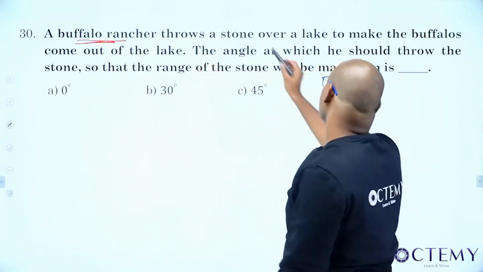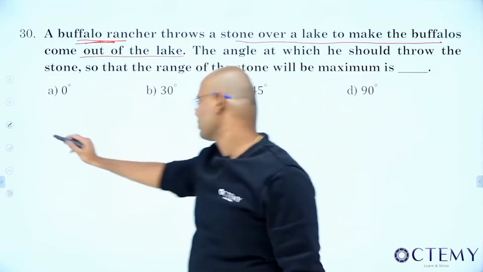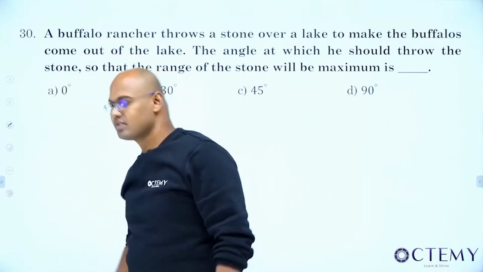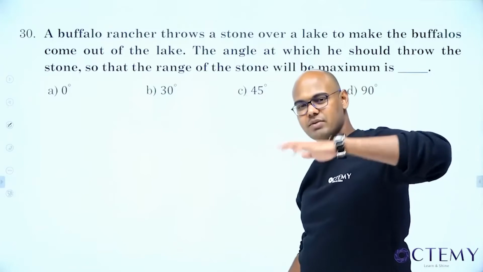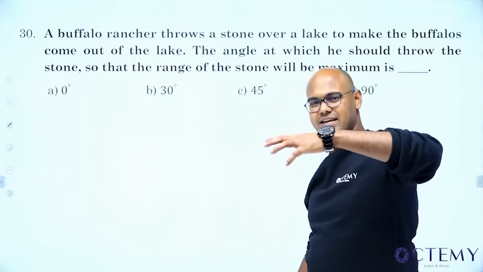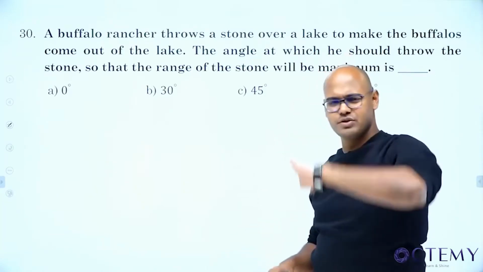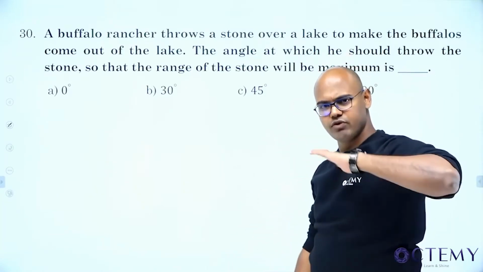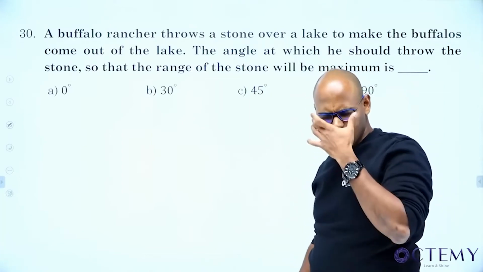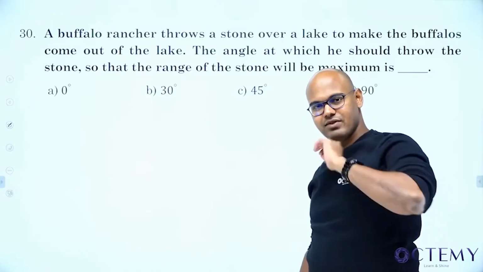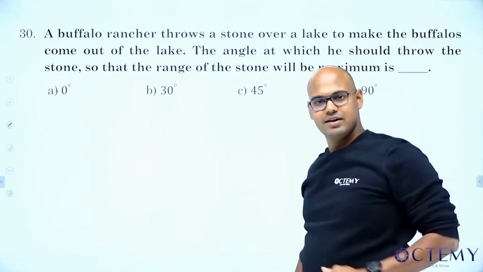Throws a stone over a lake to make the buffaloes come out of the lake. What does this mean? In front of my house in the village, I have a small pond, not a very big lake. Early days it used to be for drinking water, but now it is a swimming pool for buffaloes. So in the evening at 4:35 they will come straight, go to the swimming pool, and go deep inside. Now they won't come out.